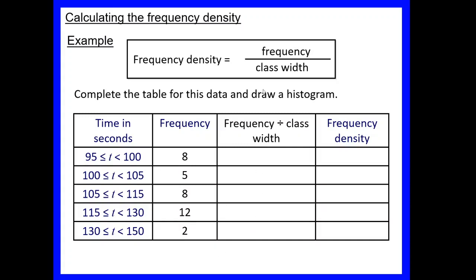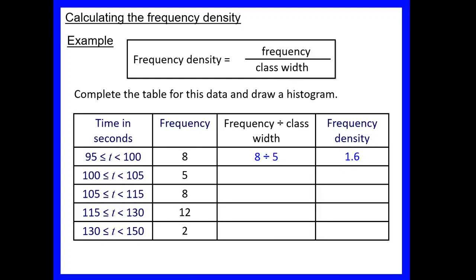So we're going to draw a histogram. So we need to find the frequency density. Frequency density is the frequency divided by the class width. So we've got a frequency of 8. Our class width, we're from 95 up to 100, so that is a class width of 5. So 8 divided by 5, our frequency density is 1.6.